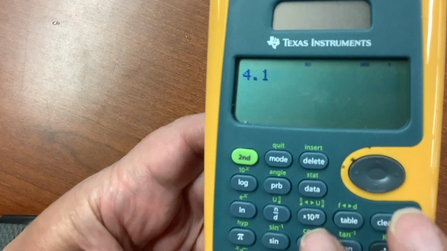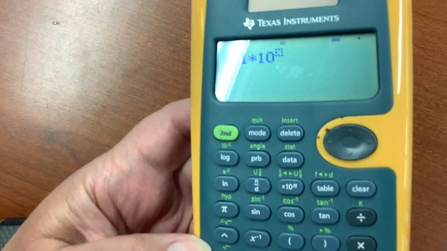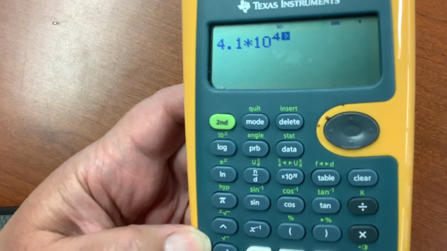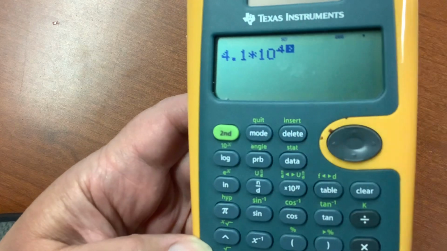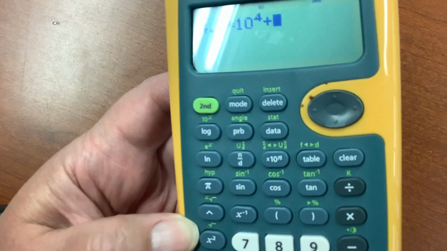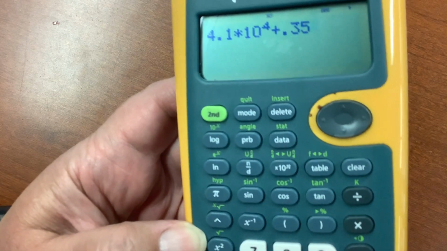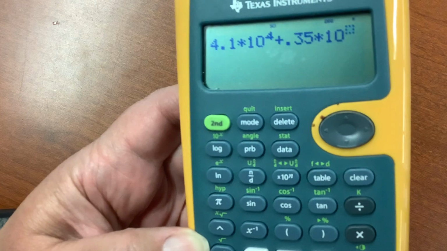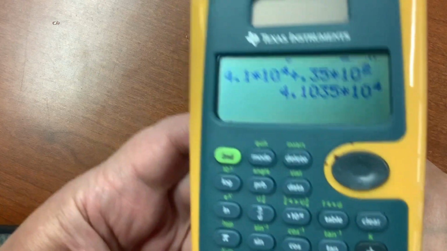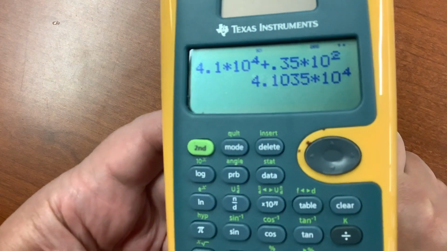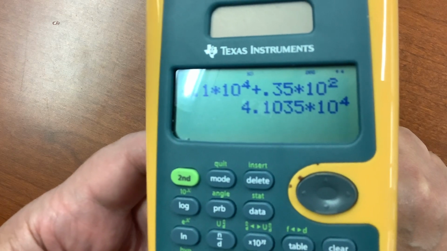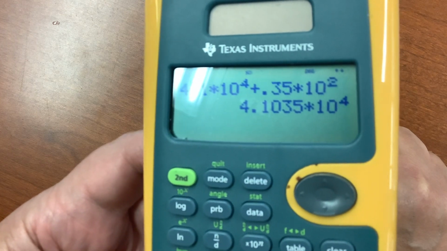4.1, and again, I'm going to use the same times 10 to the n button. 4.1 times 10 to the n, and the n is going to be 4. And now, in order to add or subtract, I have to get off of the exponent. So now I'm going to add 2.35 times 10 to the n, and the n is going to be 2. And now when I press enter, it's going to automatically add it for me, give me all of the significant digits, that's all the numbers after the decimal point, and it gives me the exponent 4. Do the same thing for subtraction.